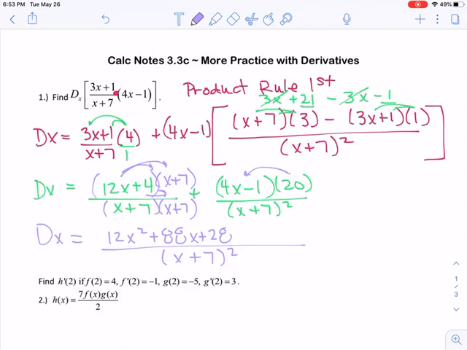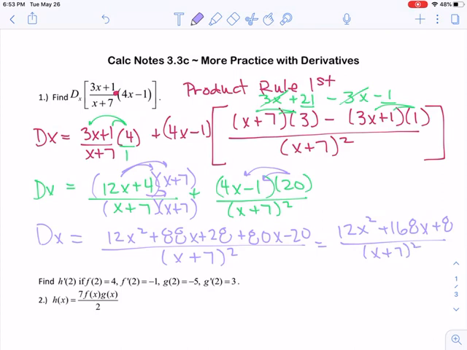And then I still have my 20 times my 4x minus 1, so plus 80x minus 20. So then I can go ahead and combine like terms and simplify things down, and that's going to give me a 12x squared plus 168x plus 8 all over my (x plus 7) quantity squared.